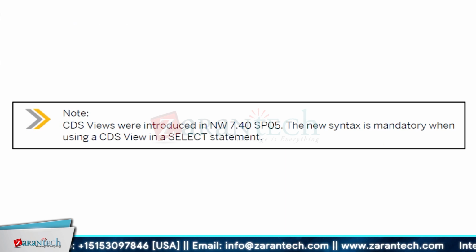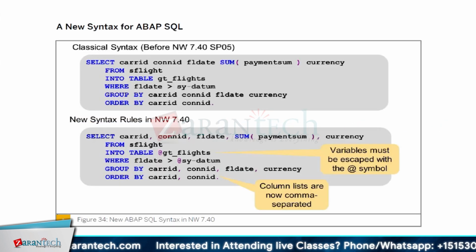So CDS views were introduced in SAP ABAP version 7.4, SP05, Service Pack 05 onwards. And the new syntax is mandatory when using the CDS view in the select statement. So if you wanted to fetch the data from a CDS view in your select statement, you have to follow this new syntax, new style of coding.